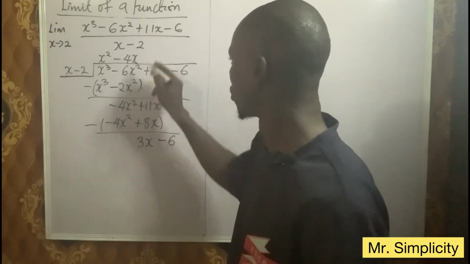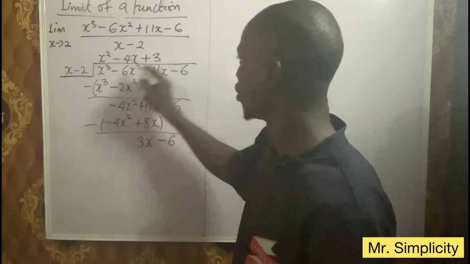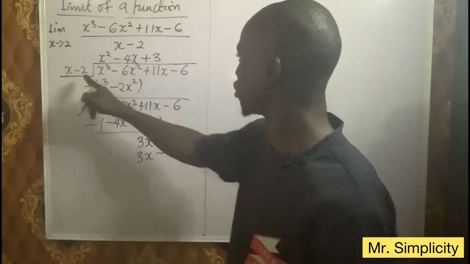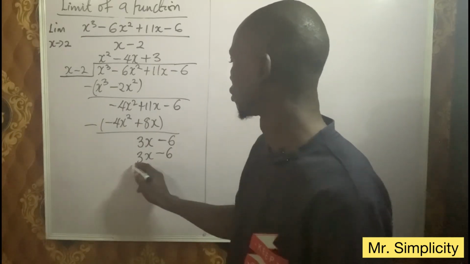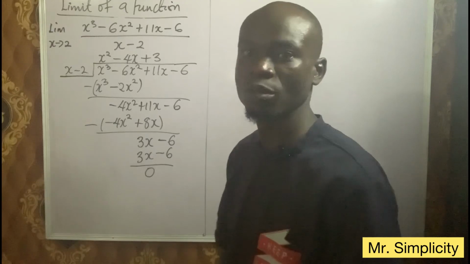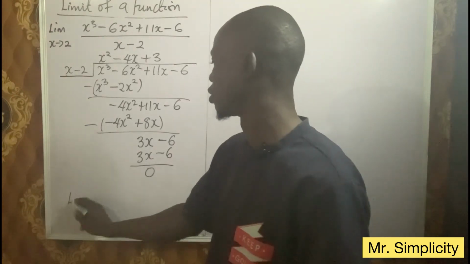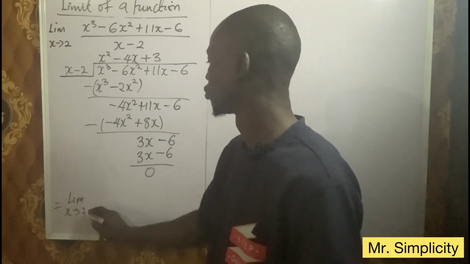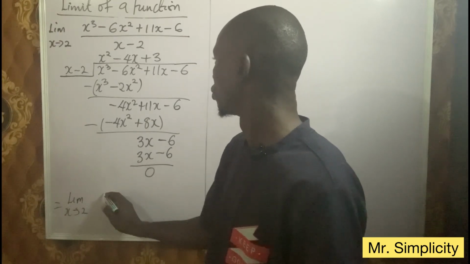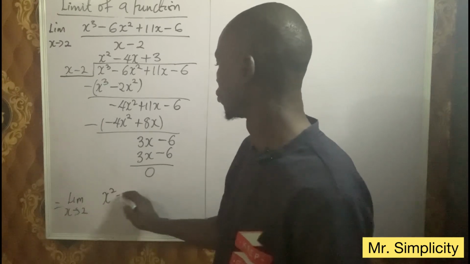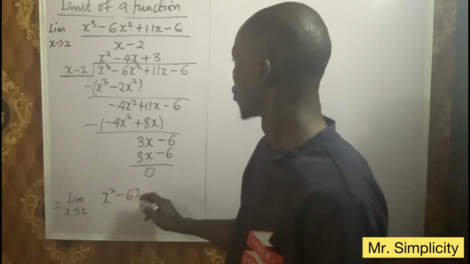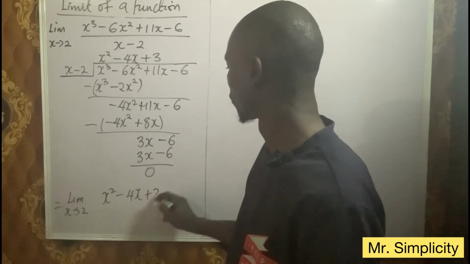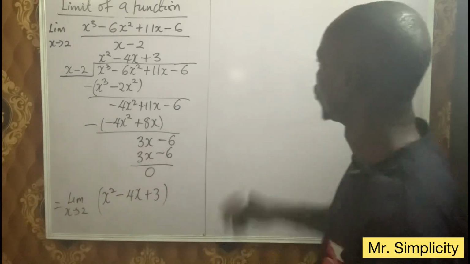X divide 3x, you have positive 3. 3 times x will give us 3x. Minus 3 times minus 2 will give us minus 6. So when you subtract, you have 0. So what we have left now is limits as x tends to 2. The answer is x squared minus 4x plus 3. So now we can substitute.